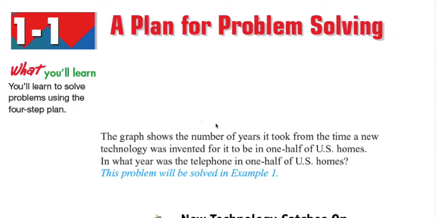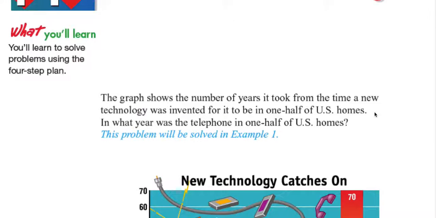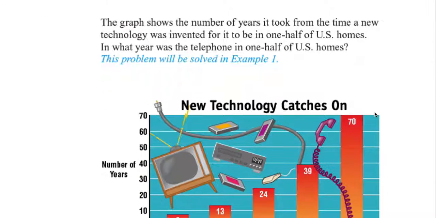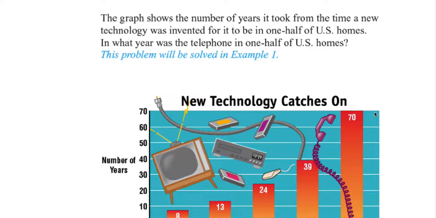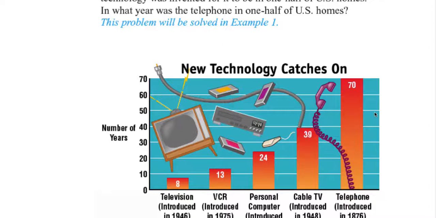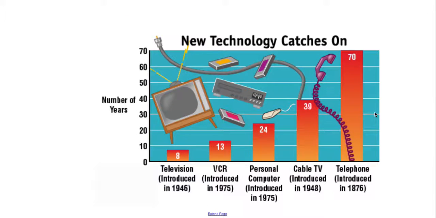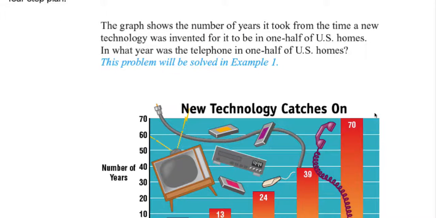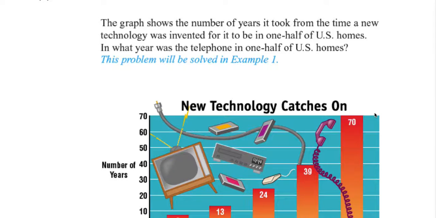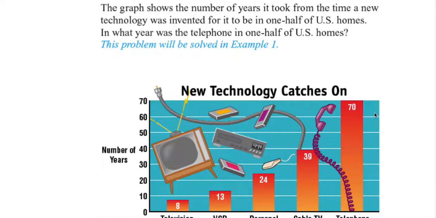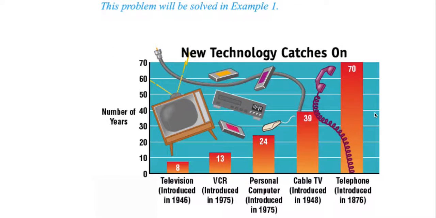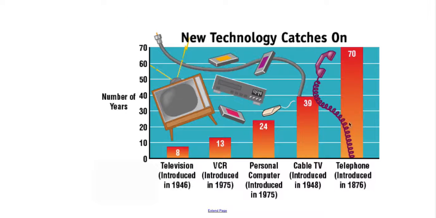The graph shows the number of years it took from the time a new technology was invented for it to be in one half of all U.S. homes. And in what year was a telephone in one half of U.S. homes? Okay, look at this graph right here. It shows the number of years it took after a new technology was invented to be in one half of all United States homes.